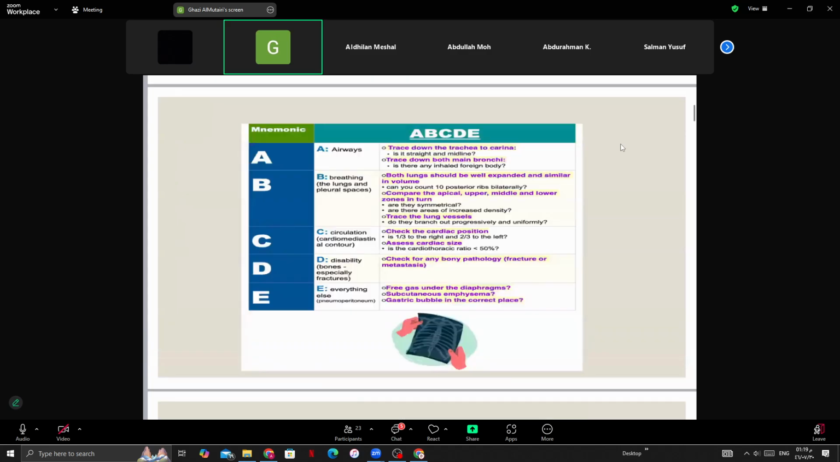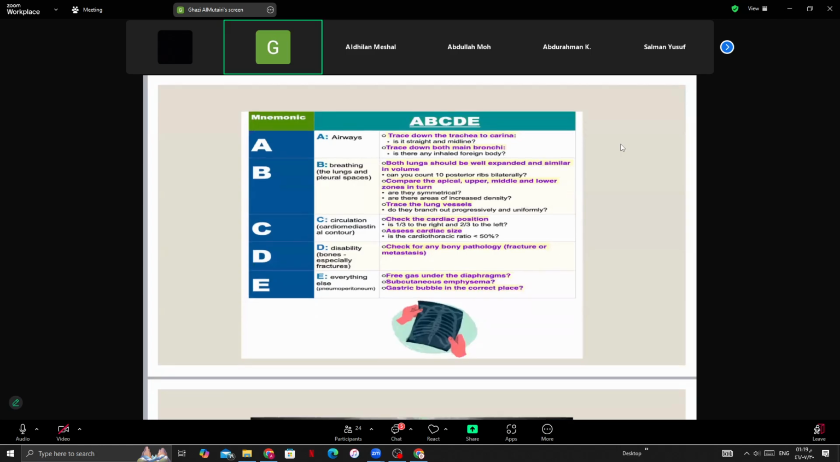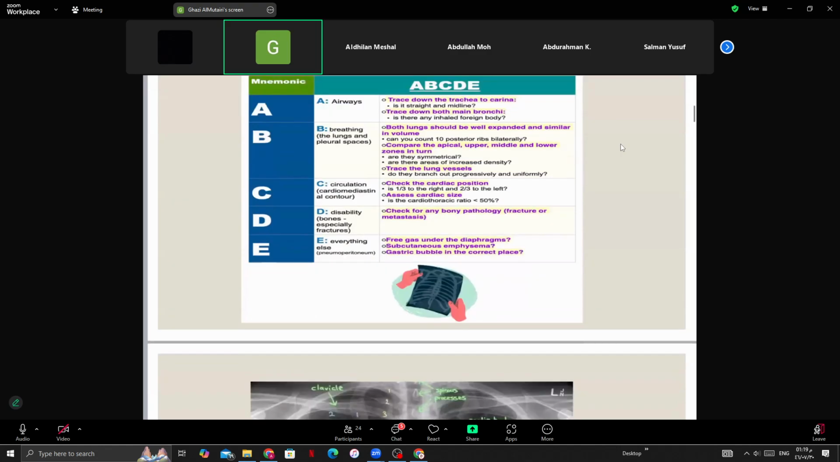There are many approaches to reading the chest X-ray, such as the ABCDE approach. So you should check the airway first by tracing the trachea to the carina, and then trace the main bronchi down to the periphery. Then you should assess the breathing by assessing the lung, comparing right and left, upper zone, mid zone, lower zone. And then you will assess the circulation by assessing the cardiac position and cardiac size.